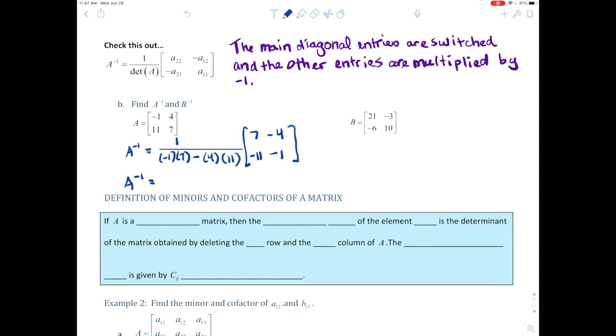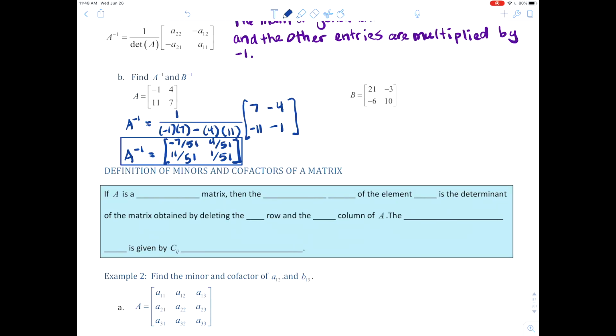So bringing that into the matrix, what will we get? -7/51, +4/51, and then +11/51, and then +1/51. And that will be our result.